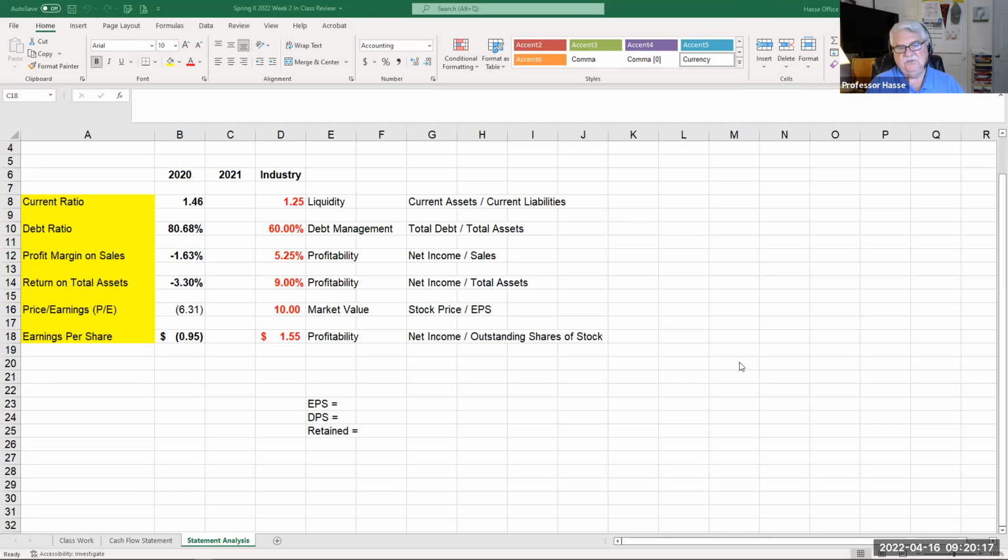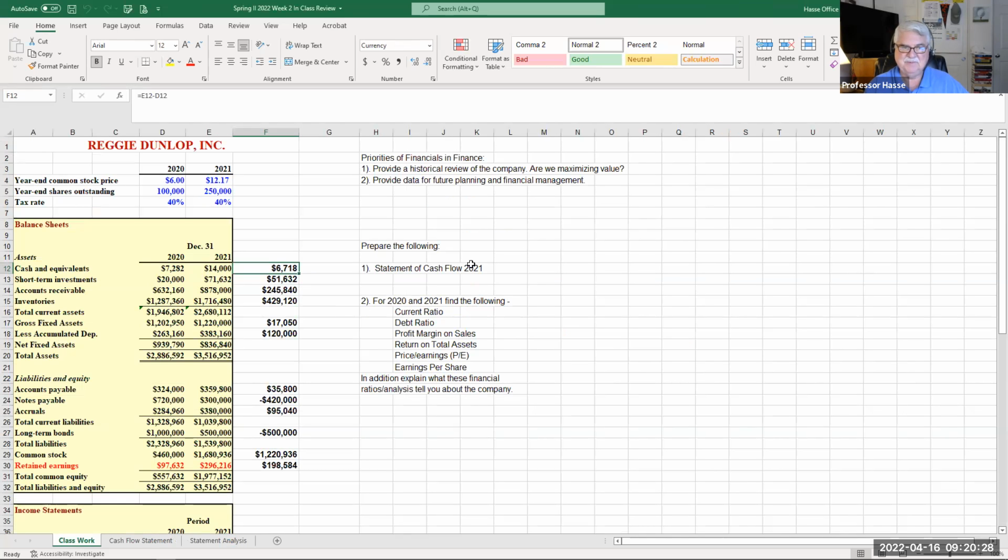So here's that spreadsheet that we began in our lecture video on Monday, where I give you some financial statements of a real company, the Reggie Dunlop Company. The names have been changed and some of the numbers have been changed to protect the innocent, but you can get the overall feel of what a financial statement is. Remember, financial statements provide a historical review of a company. Are we maximizing the value of the company for our investors?